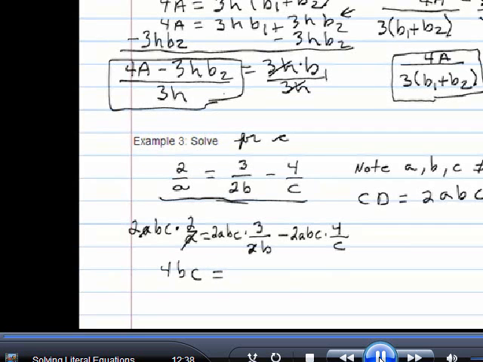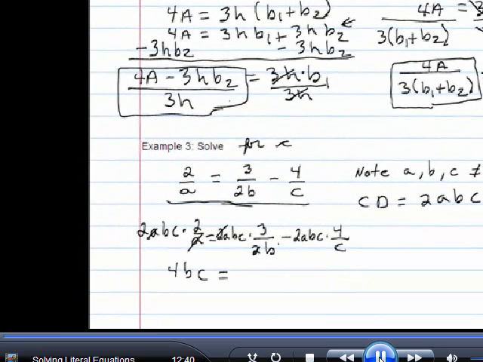In the second term, the 2 on the bottom cancels the 2 on the top, the b on the bottom cancels the b on the top, and you're left with 3ac. In the last term, the c on the bottom cancels the c on the top, so you're left with 8ab.